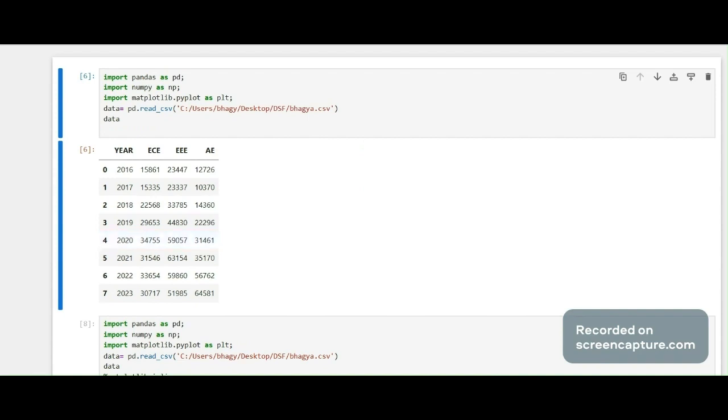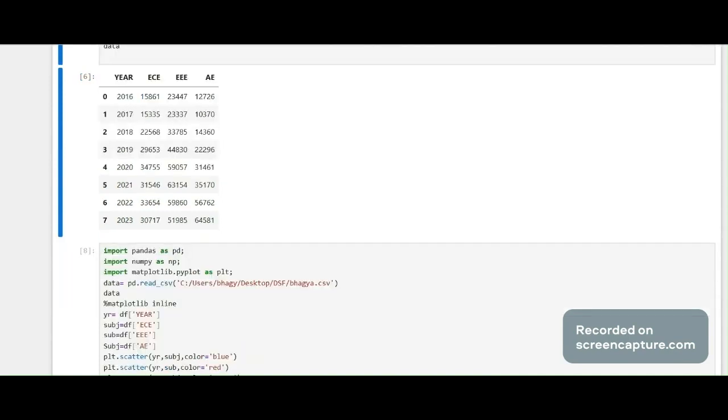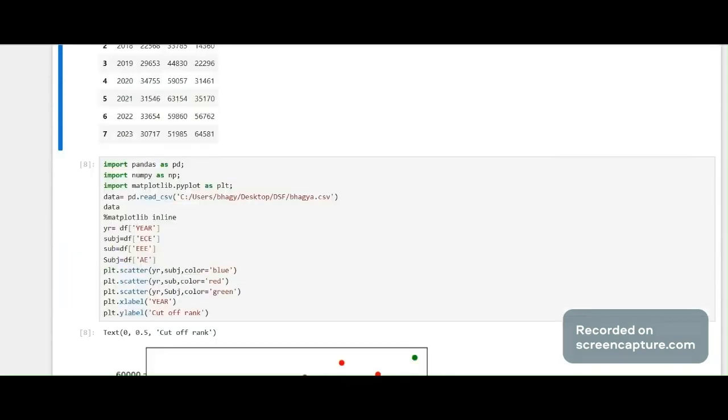The next step is to plot the dataset in the graph. To plot the dataset, we have to use percent matplotlib inline. Here, the variables are declared where the corresponding data sets are stored as year and branches chosen, that is ECE, EEE, and AE.